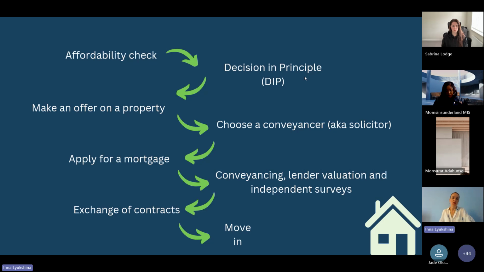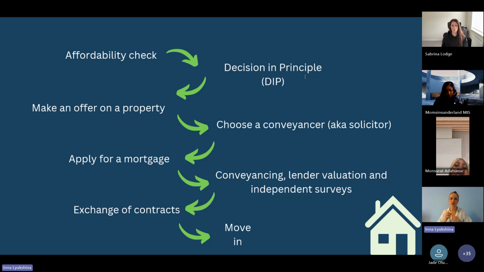Okay. Now, the next step, once you have found the property and the offer was accepted on it, you will need to take a few smaller steps. First of all, you need to choose a conveyancer or a solicitor. Conveyancers and solicitors are those people that do all the legal work in the background on the property. They will be checking the property registration. They will be carrying out various searches, checking all the paperwork to make sure that there are no restrictions on the property you choose to buy.